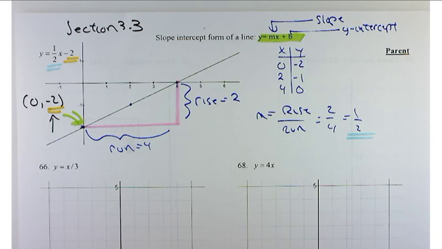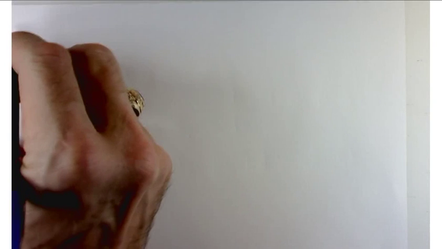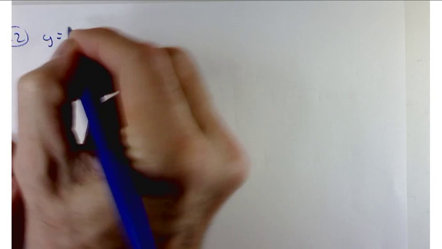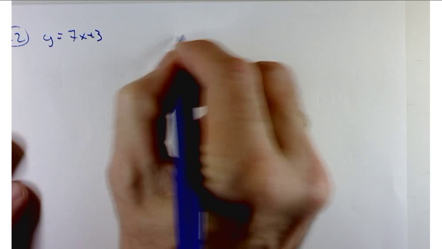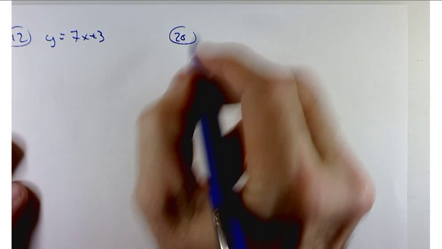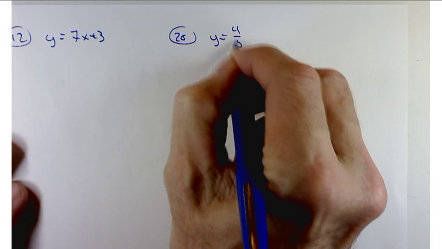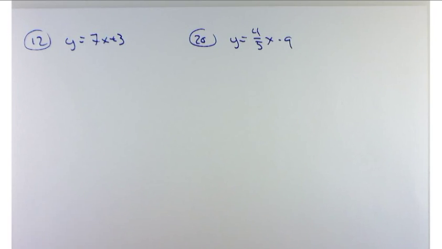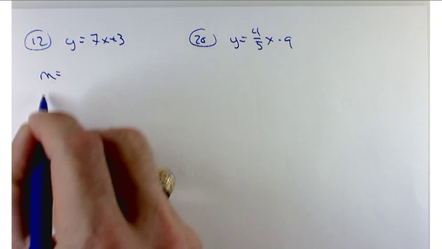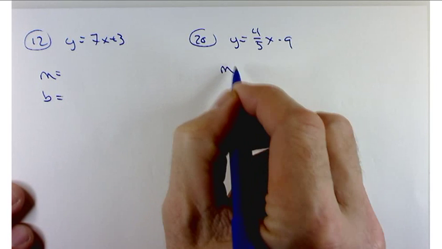Let's practice with a couple, starting with problems number 12 and number 20. Y equals 7x plus 3, and y equals 4/5 x minus 9. So the goal for these problems is to find the slope and the intercept. So m and b, m and b.